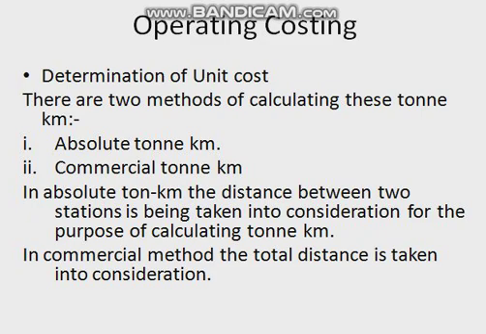So in this example, while returning from C to A station, the truck is not loaded at all. So according to absolute ton kilometers, the unit will be 0, which is practically not correct. For delivery of goods from B to C station, the coverage of distance between C to A is necessary because the truck will return to its original station. Hence, the commercial ton kilometer method is more reliable.